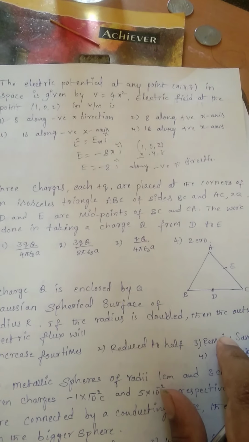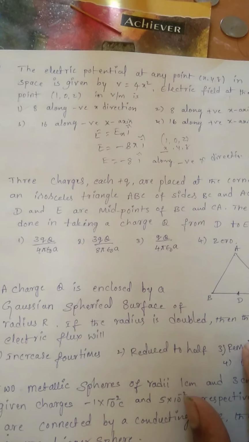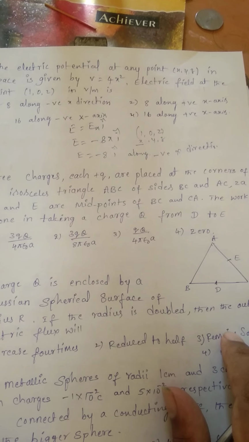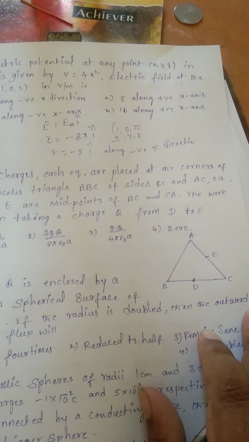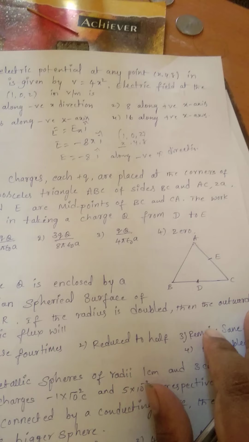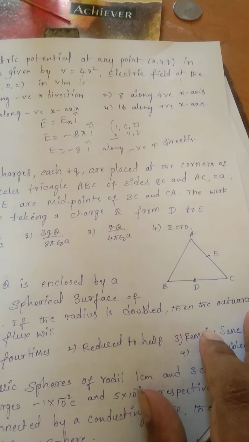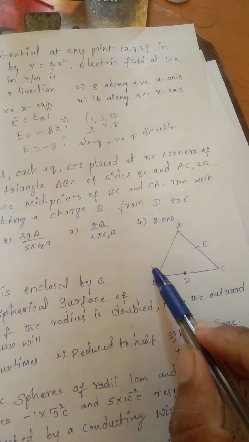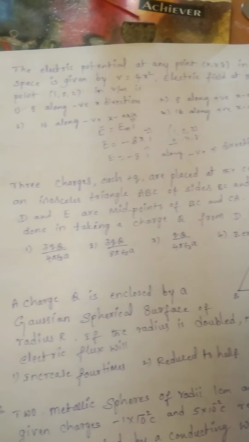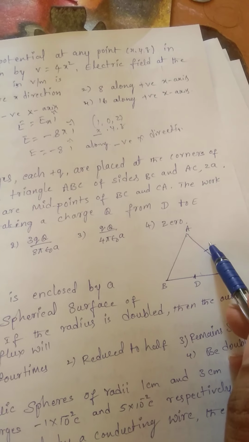Now let's see one more question, from 2011. Three charges, each Q, are placed at the corners of an isosceles triangle ABC, where sides AB and AC are 2A, and D and E are the midpoints of BC and CA. The work done in taking a charge Q from D to E.